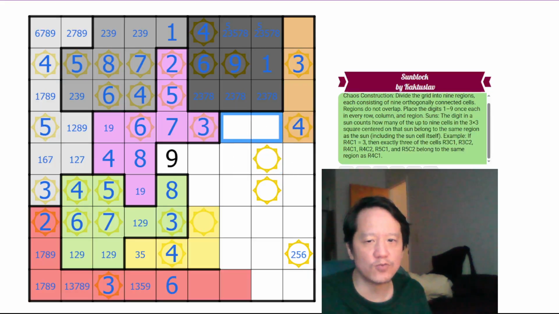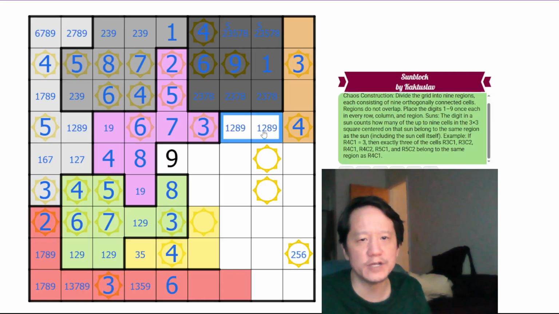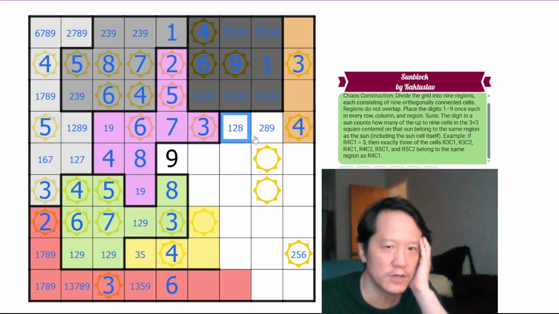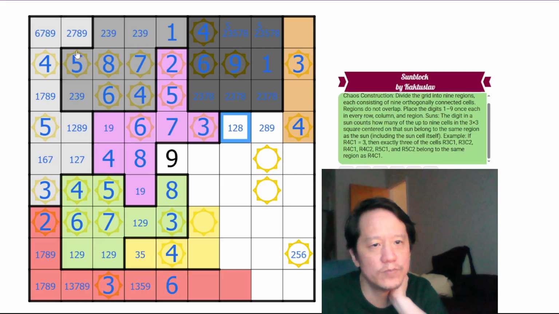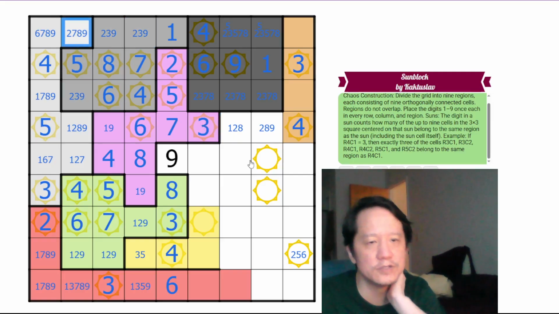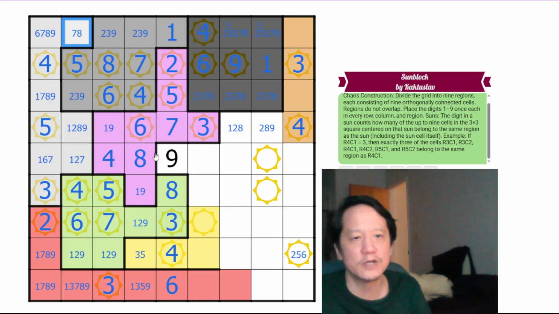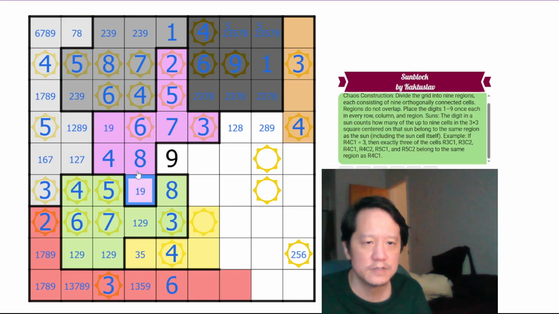Remaining digits of row 4 are 1, 2, 8, and 9. No 1 here because of 1 in the column. No 9 here because of 9 in the column. 2, 3, and 9 all see this cell here. So this cannot be 2 or 9. It's 7 or 8. 3 eliminates 3 in the rest of the row and column.